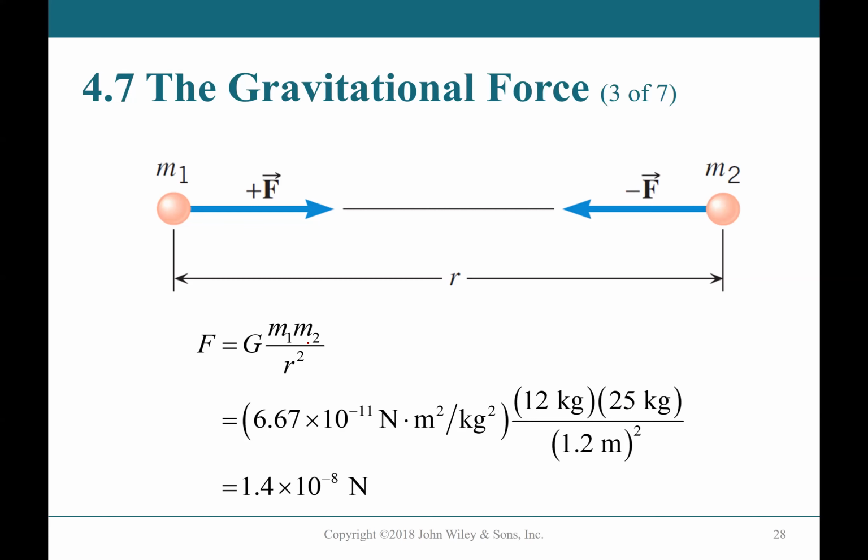We notice here that kilogram times kilogram, that's kilogram square, cancels out. And meter square will cancel out meter square. We square 1.2, divide that into 12 times 25. If you do it on your calculator, you get that product, and then you multiply that by 6.67 times 10 to the minus 11, and you get this answer.